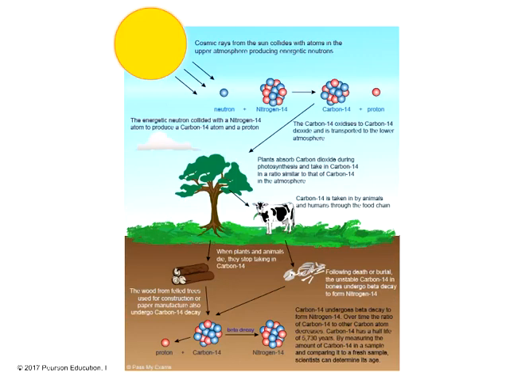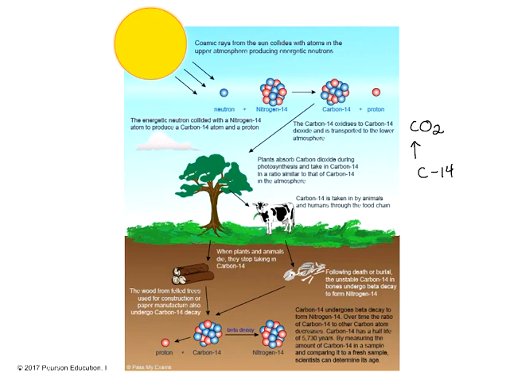So basically we start out with nitrogen-14 in the atmosphere, and cosmic rays from the sun will collide with atoms in the upper atmosphere and produce energetic neutrons. And those neutrons will collide with nitrogen-14 and produce carbon-14 and a proton. So this is occurring naturally in our atmosphere. So now carbon-14 will oxidize to carbon-14 dioxide. So CO2, and the carbon in CO2 is carbon-14.